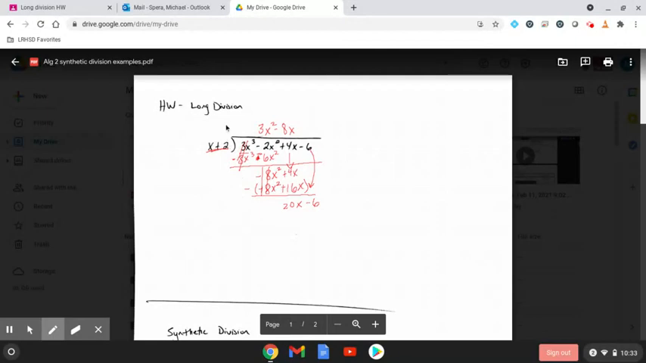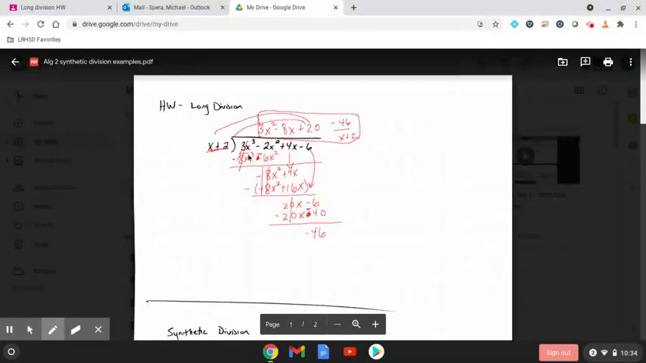And this is our last time through. X times what would give me 20x? 20, right? 20 times x is 20x. Distribute, meaning multiply it by both the x and the 2. 20 times x, and then 20 times 2. After we multiply, we have to change both signs. Now, this negative 46 is our remainder, and we put the remainder over the divisor. So that would be my answer right here.